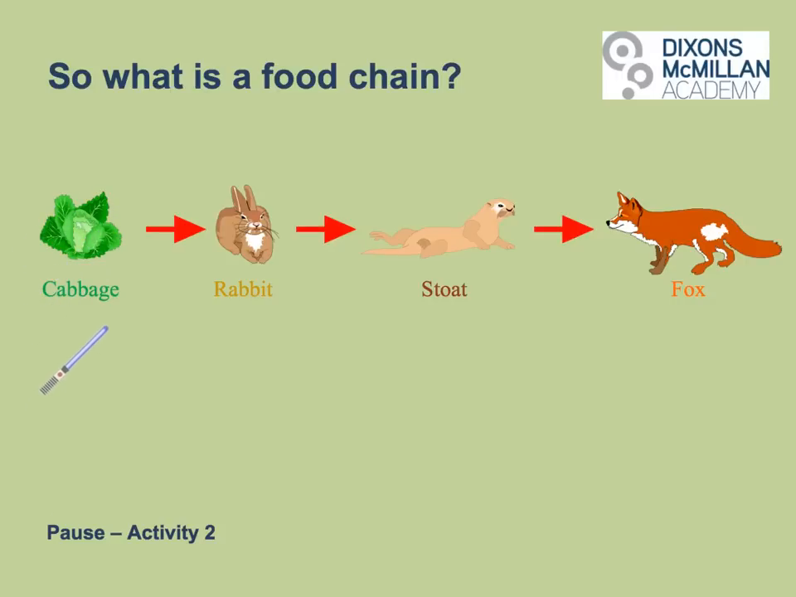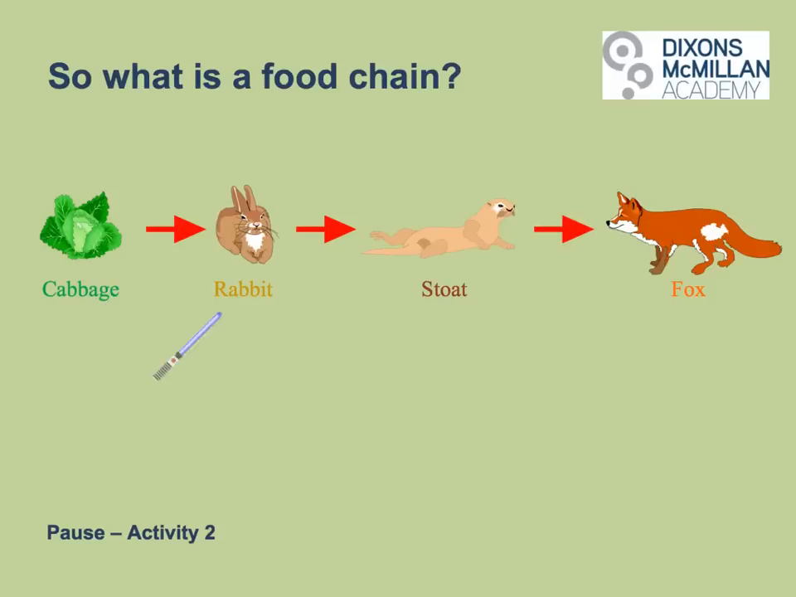Now a producer is called this because it produces its own food, and it takes that energy from sunlight to produce glucose by the process called photosynthesis, something that you'll learn about in more detail later. You may want to, as part of this learning, go away and find out what photosynthesis is now. More than welcome to do that.